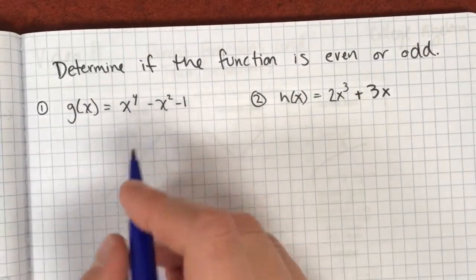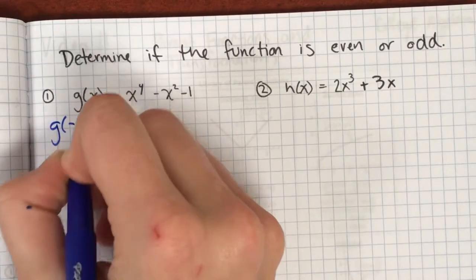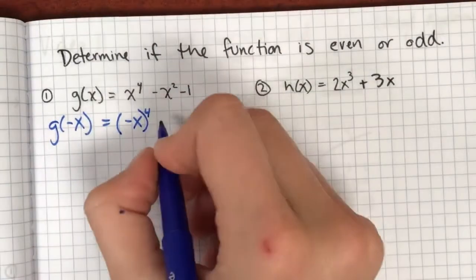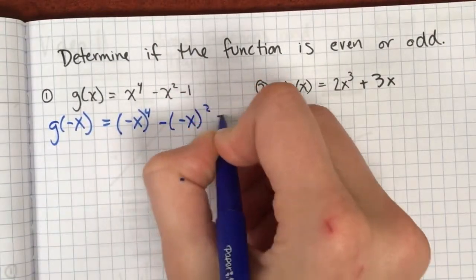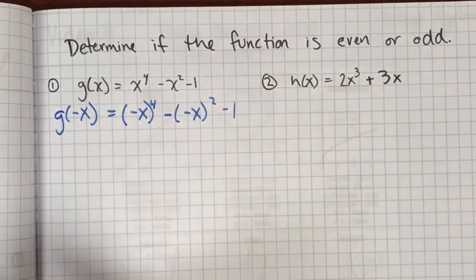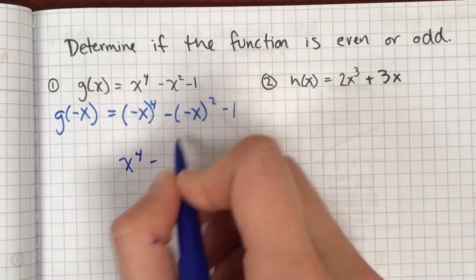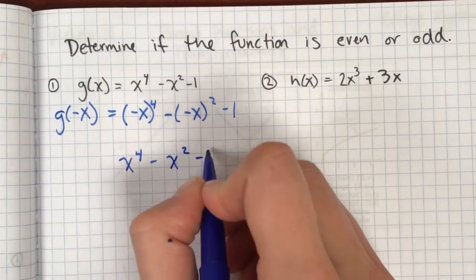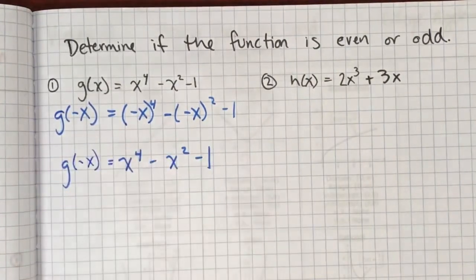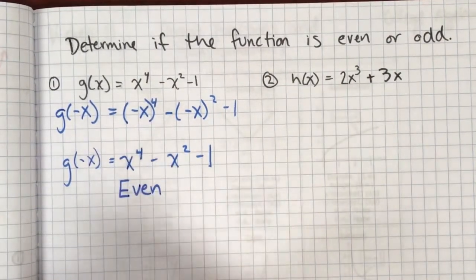So we're going to plug in a -x and see what happens to our function. So if I plug in a g of -x, that'd be -x to the 4th power minus -x squared minus 1. Well, and this is where we have to remember our negative rules. A negative to an even power becomes positive. Same here, this would become positive. So we actually get the exact same thing. So g of -x would be the same, so this is an even function.